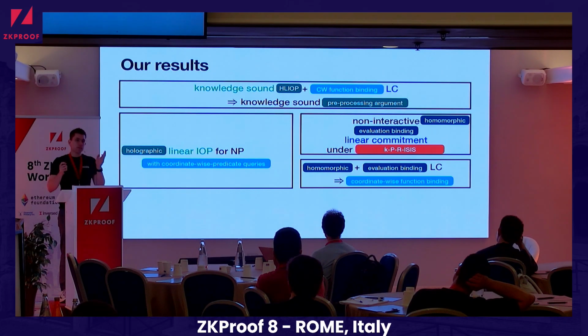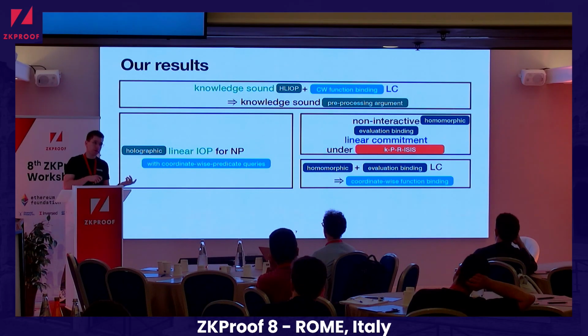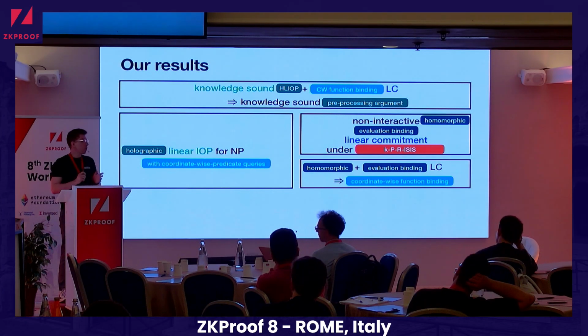And finally, as some goodie, because we also want to have sublinear verifier time, we also focus on the holographic setting for the linear IOP, and we also boost the theorem further to handle holography and give you a pre-processing argument. So that's the roadmap. I want to talk mainly about the commitment scheme itself and this kind of generic lemma. Any questions so far?